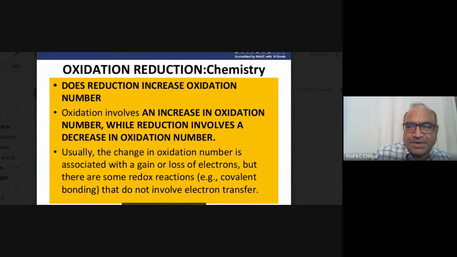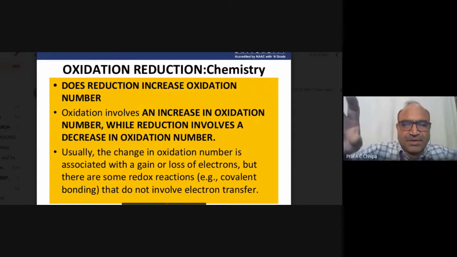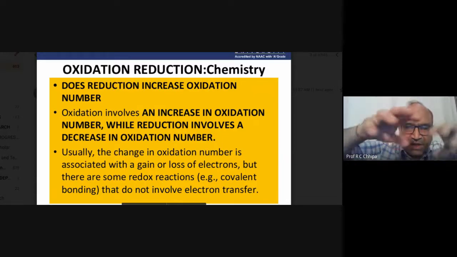Iron 0 undergoes the process and Fe plus 2 is obtained. Usually the change in oxidation number is associated with gain or loss of electrons, but there are some redox reactions, in covalent bonding also, that do not involve any electron transfer. So we can say oxidation and reduction, electron transfer, electron gain, electron loss.